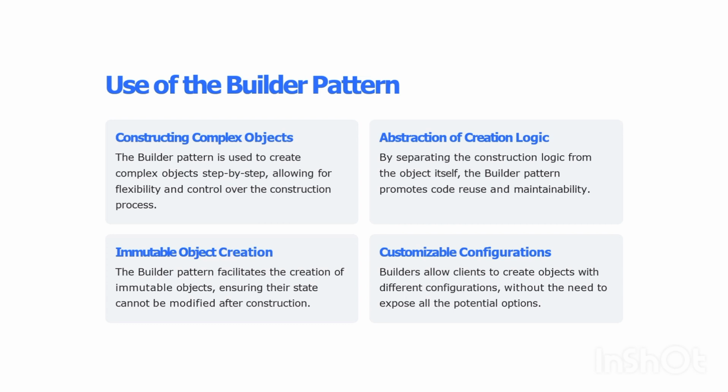Like you can see, it is written that the building pattern promotes code reuse and maintainability, and the building pattern facilitates the creation of immutable objects, ensuring their state cannot be modified after the construction, and many more. It also allows for flexibility and control over the construction process, and it allows clients to create objects with different configurations without the need to expose all the potential options. So these are the basic uses of where building patterns are used.